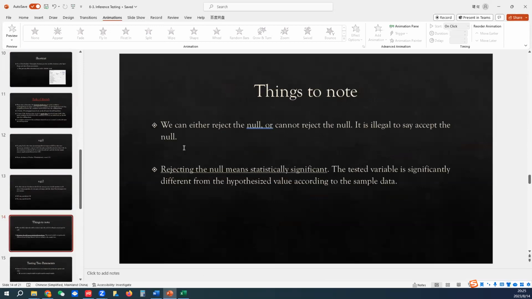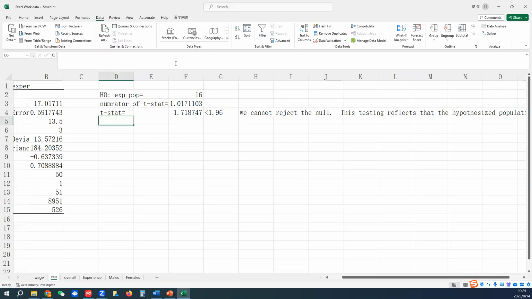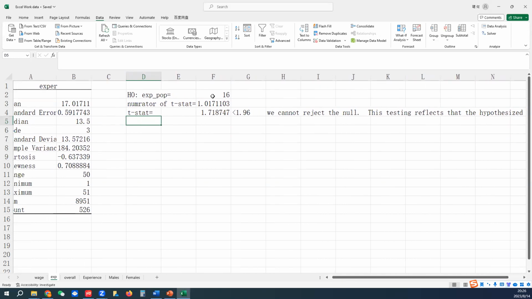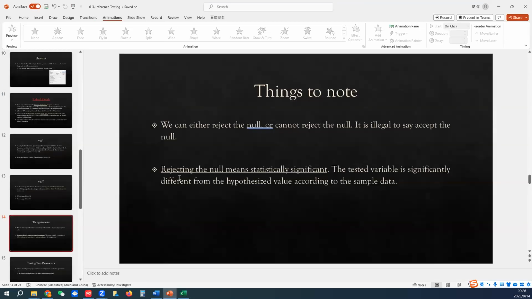There are two things to note. We can either reject the null or cannot reject the null. It's illegal to say that we accept the null. What is the case that we accept the null? We are saying the population experience is exactly 16 years even. The chance of that is almost zero. The chance that this statement is true, that the average population experience is exactly 16.00, is non-existent. So that's the first one.